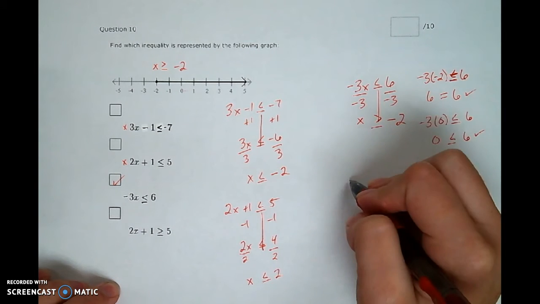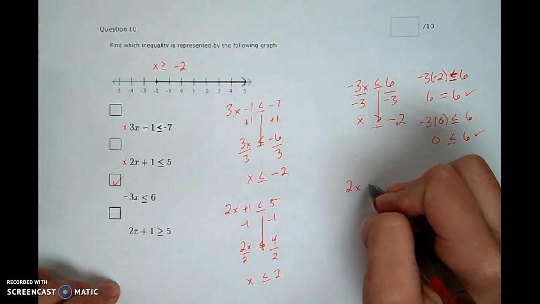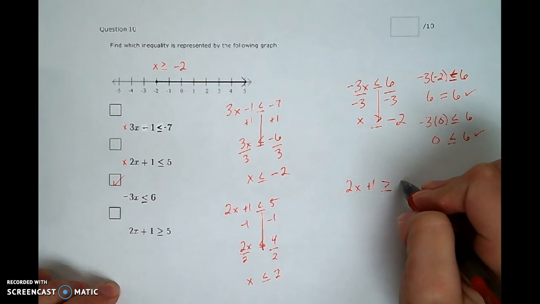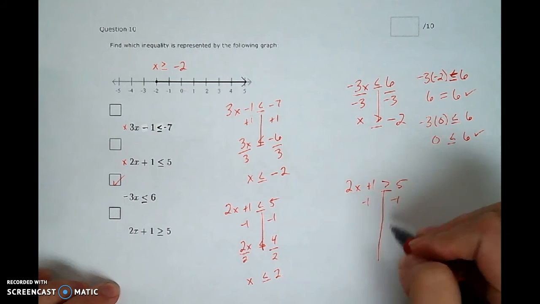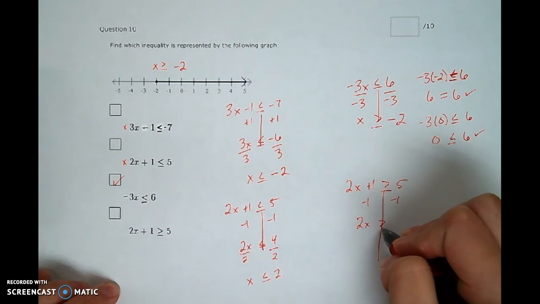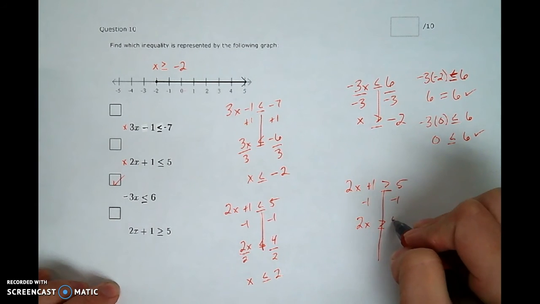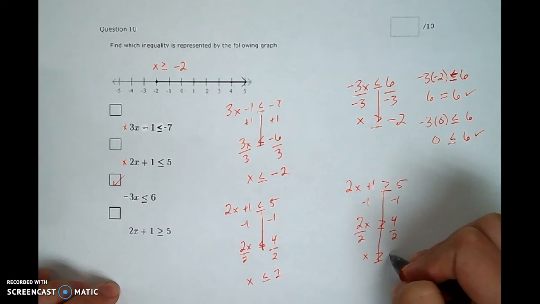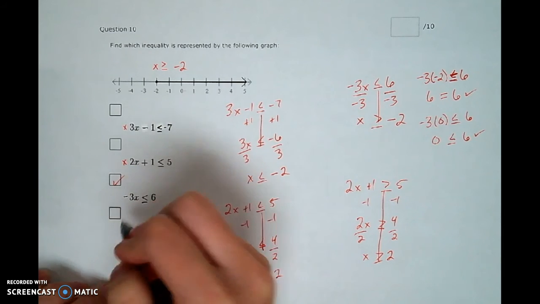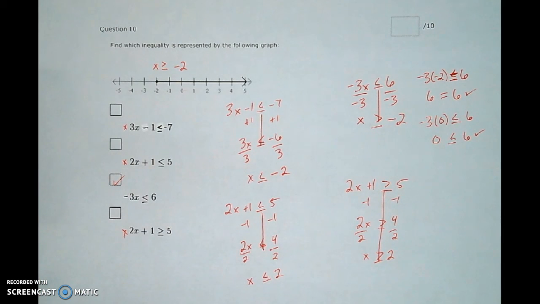Let's check the last one just to make sure. We have 2x plus 1 is greater than or equal to 5. So I'm going to subtract 1 from both sides, and I'm left with 2x is greater than or equal to 4. Divide both sides by 2, and I have x is greater than or equal to 2. So that's not what we're looking for, so we have found our answer.